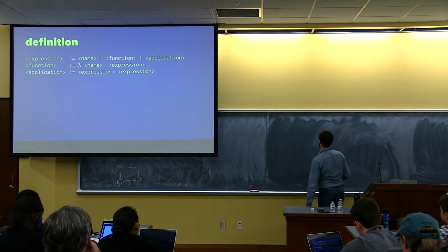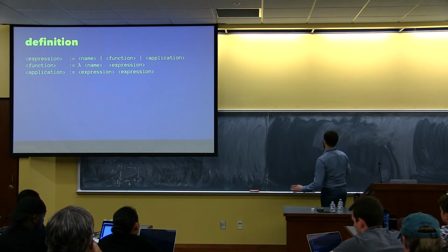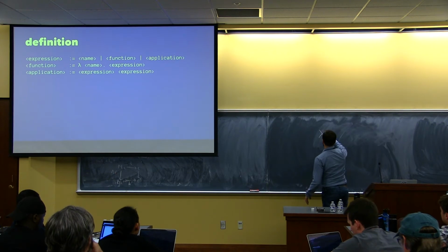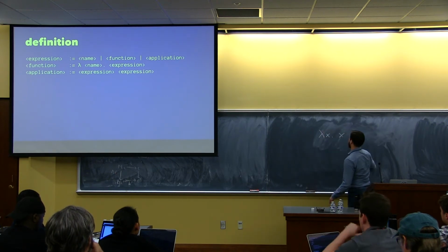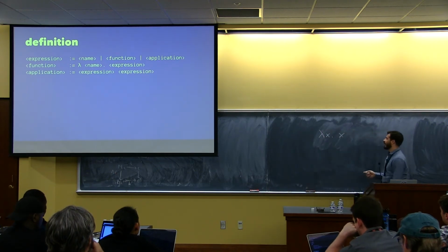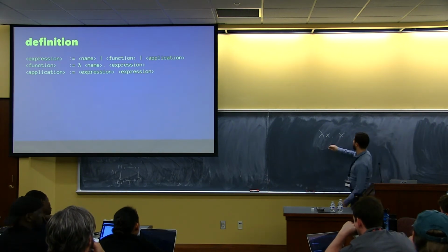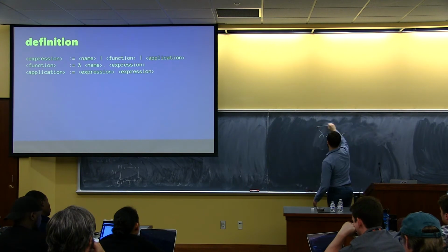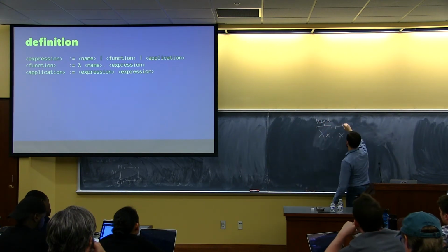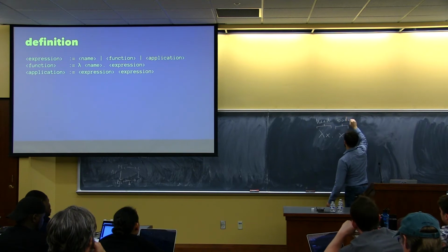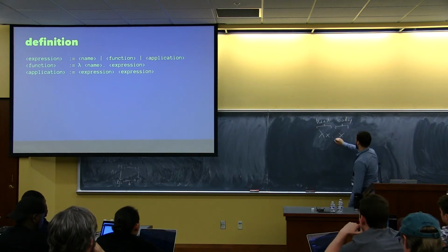I'll be showing some expressions soon, but I just want to make this point. So you can have something like lambda x.x. We actually call this the identity function. And this part here, we can call the head. This part is the body.